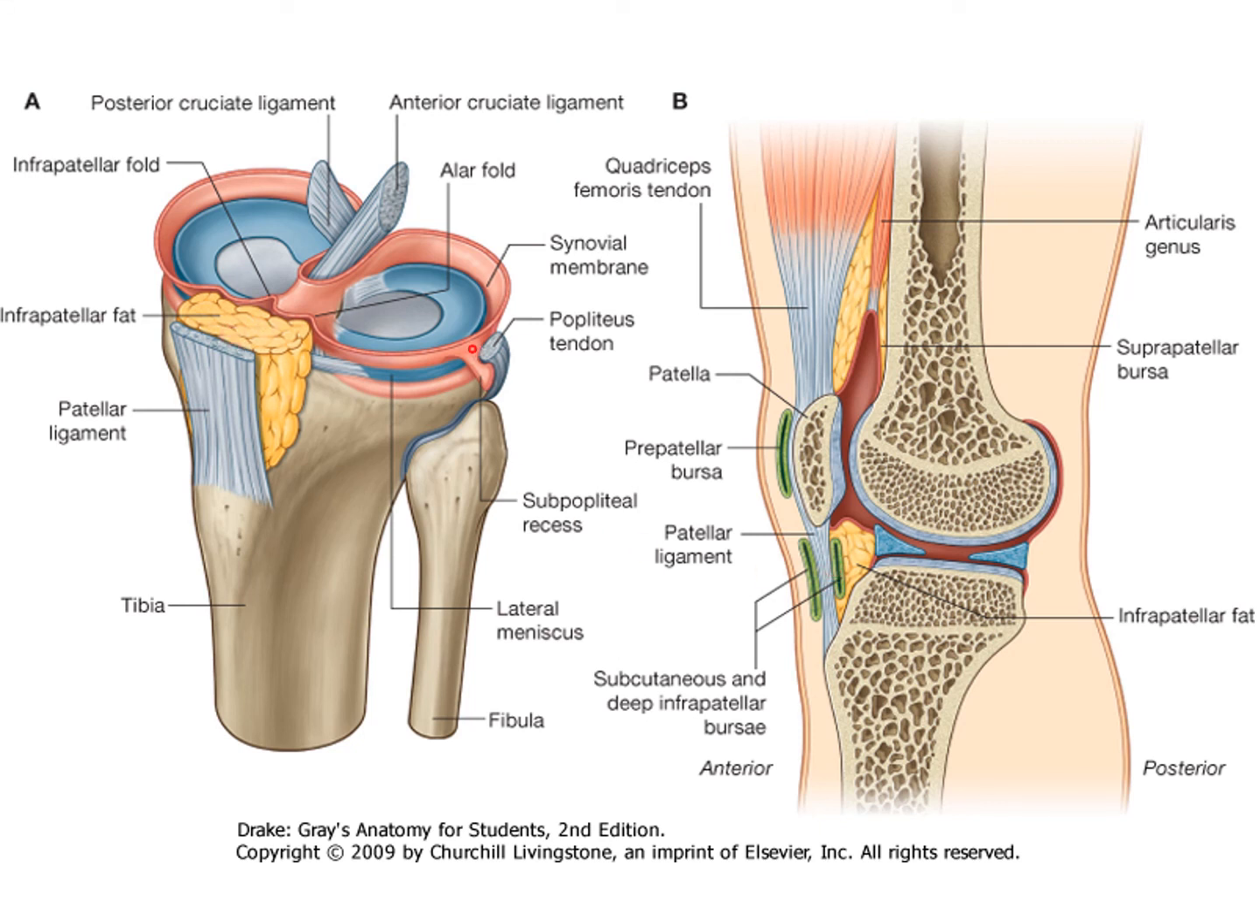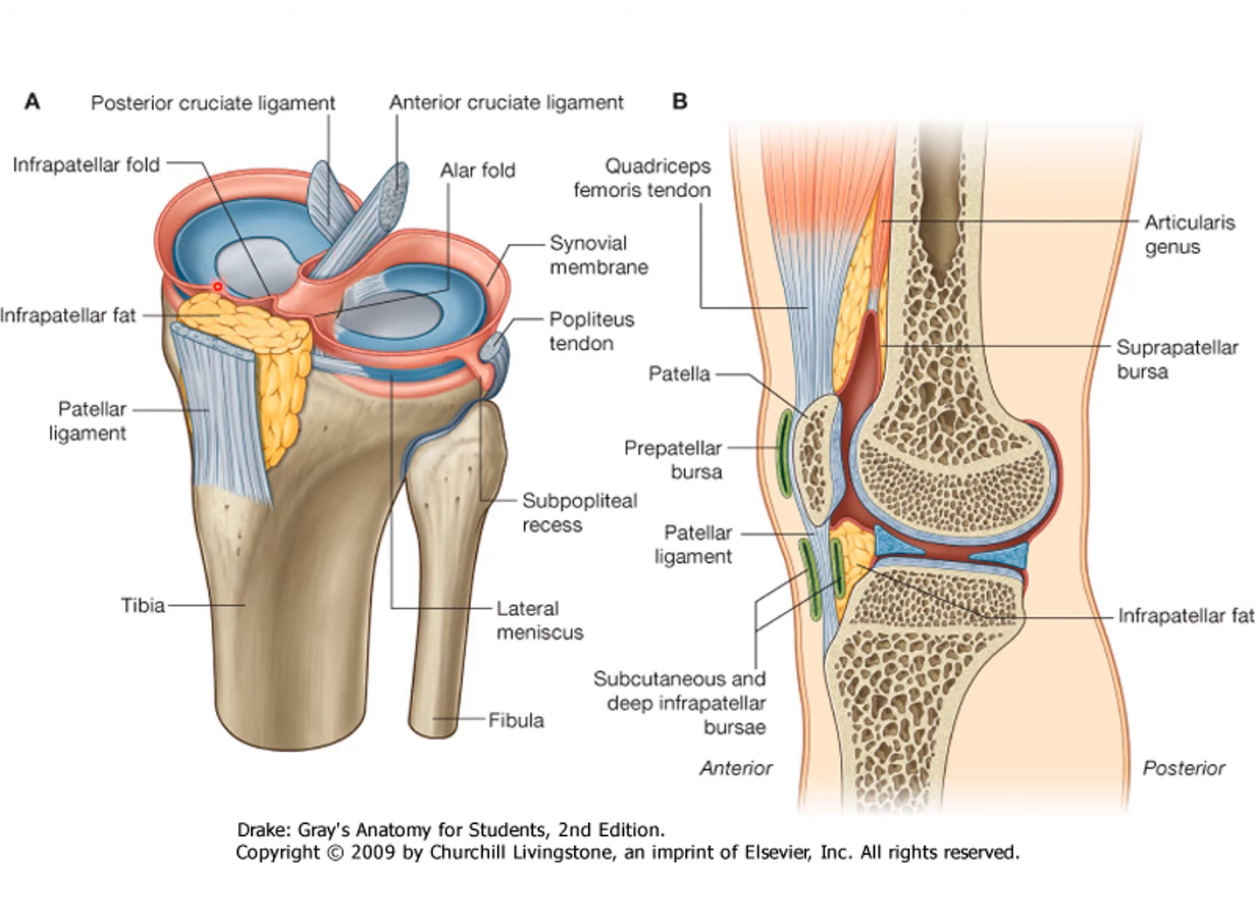The other point is here you can see the infrapatellar pad of fat, and there is a small fold of the synovial membrane. This is referred to as the infrapatellar fold, and in between these folds you can see there is an alar fold. So these all help in maintaining the integrity of the ligaments which are present inside the capsule.